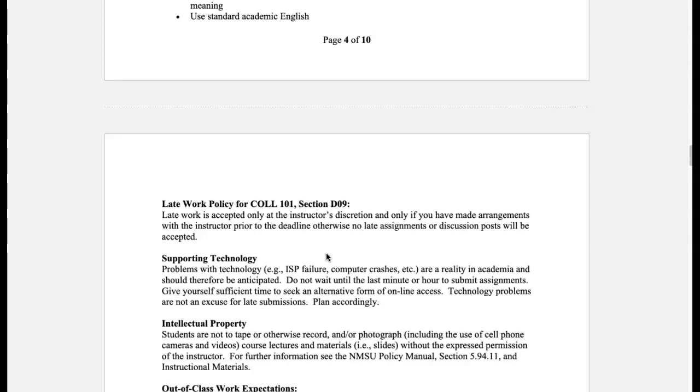So I do offer a lot of extra credit, and the extra credit that I offer is usually going to workshops. Now during regular semesters, the tutoring center, the ARC, would have workshops at each campus.